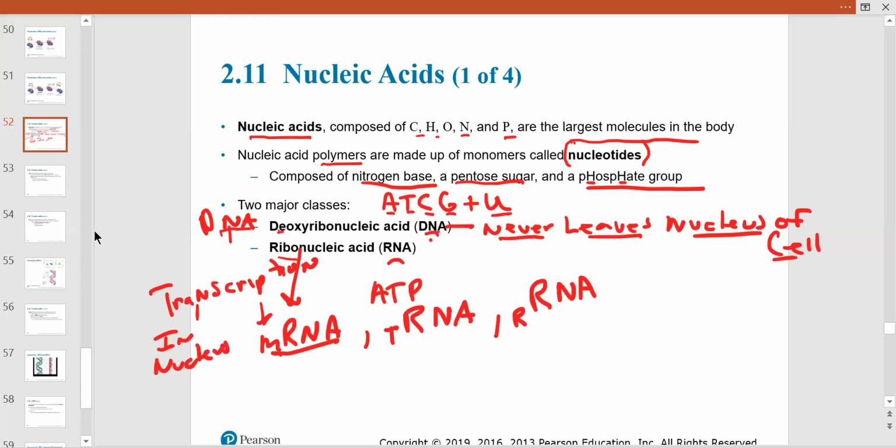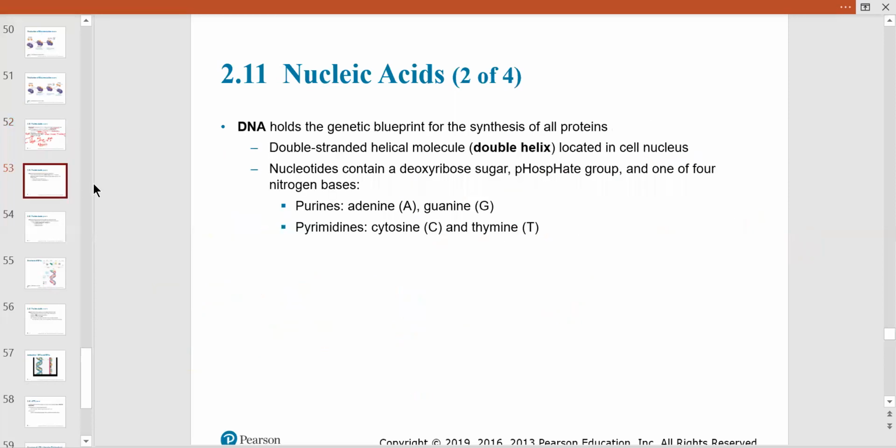Messenger RNA leaves the nucleus and then builds proteins at a place called the ribosome. That's an organelle, that's the site of protein synthesis. So transfer RNA brings in amino acids to the ribosome. Ribosomal RNA is basically building ribosomes. And we'll go through that when we do other parts of the cell.